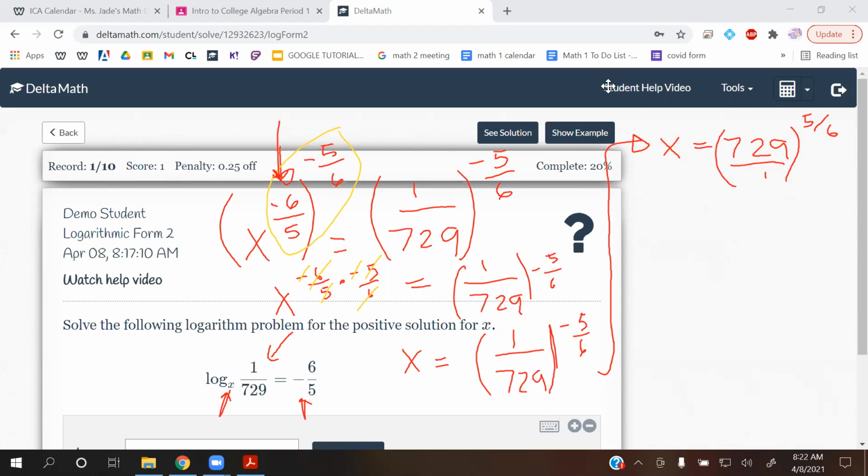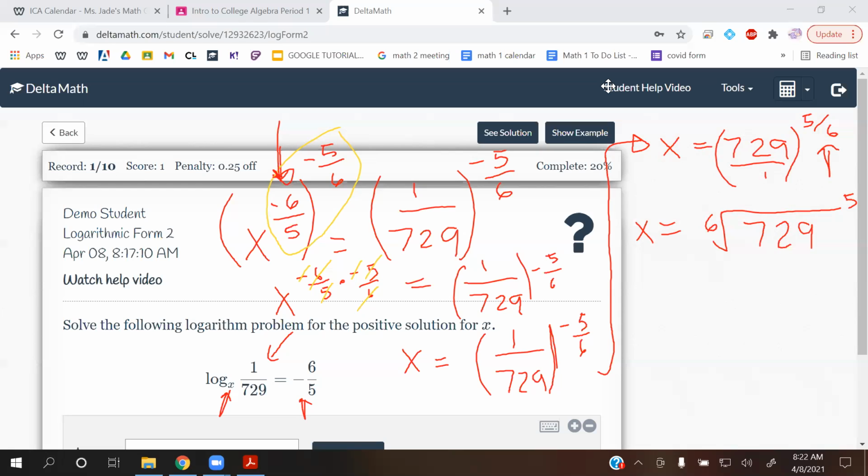Okay, so now let's deal with the fact that it's a fraction. It says over 6. It's 5 over 6. So that means we want to take the 6th root of 729. And then we're going to raise that to the power of 5 later. But instead of dealing with gigantic numbers, let's take the 6th root first. It makes it a lot simpler.